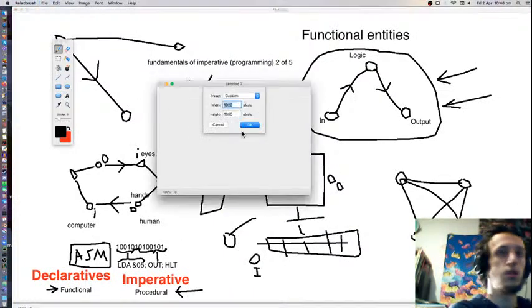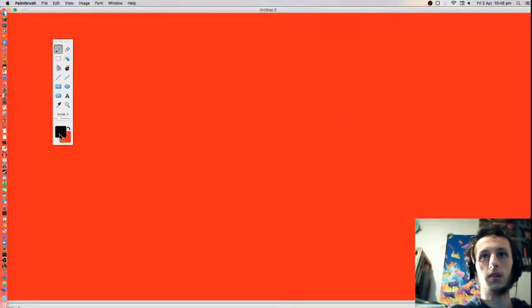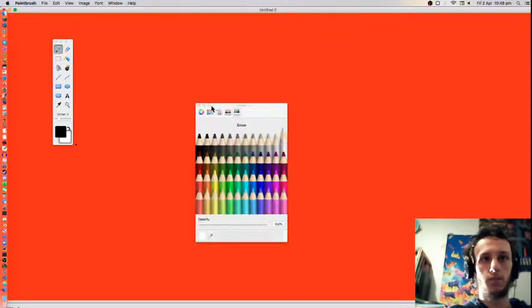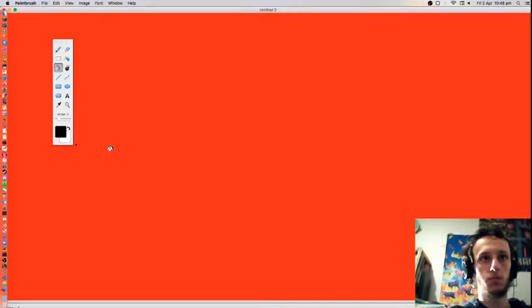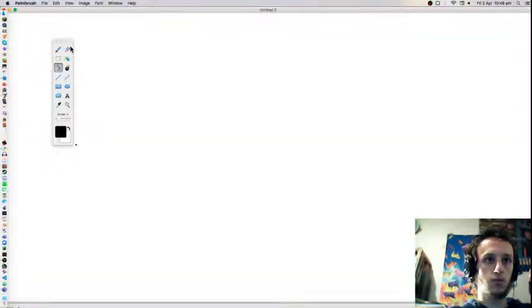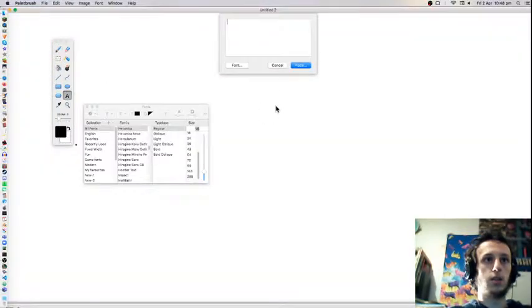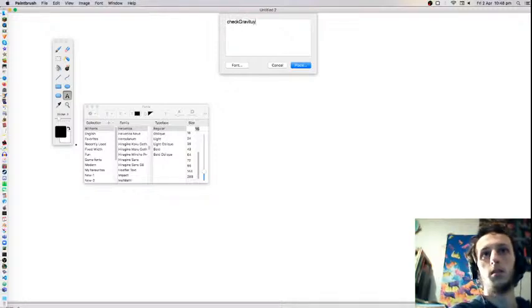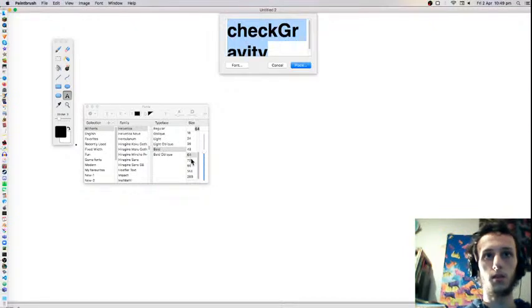That might be a good idea. Good exercise. Oh, and it's red. I can't have that. I need the space. White looks like it has more space because of color theory. Alright, so we have functional entity, check gravity. Let's make it big.